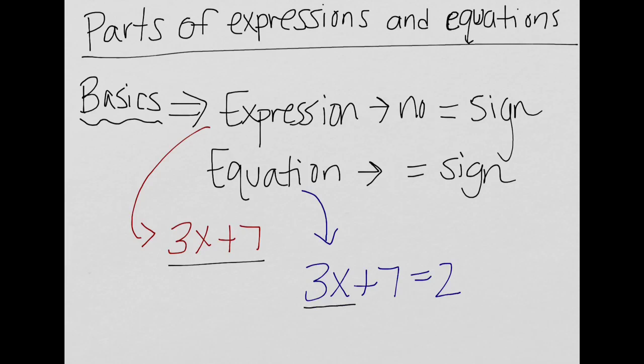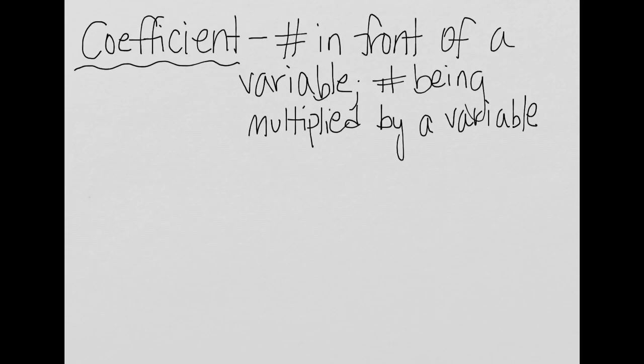But down here, we still have 3x plus 7, but we've included this equal sign now and added a 2 at the end, which makes it an equation now. So an expression can turn into an equation simply by adding an equal sign and something else on the other side of the equal sign. So with that being said, parts of an expression, you have coefficients.